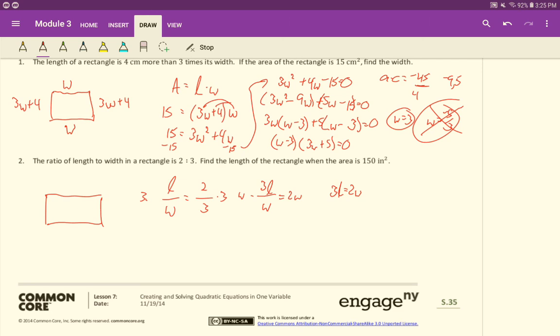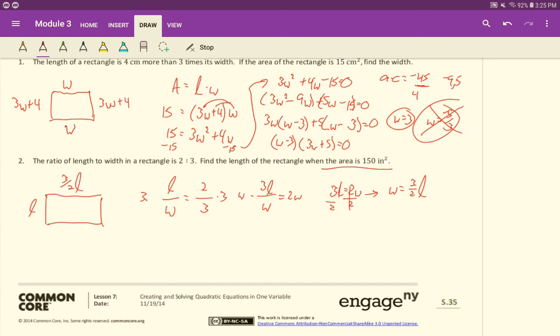Okay, and let's see here. So length and width. Find the length of the rectangle when the area is 150 inches squared. So if we want to find the length, let's go ahead and rewrite width in terms of length. Let's solve this for w then. So we get w equals 3 over 2 L. So instead of writing this w right here, we can write 3 over 2 L. It's the same thing as w.